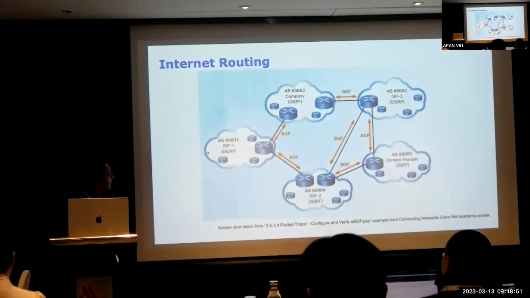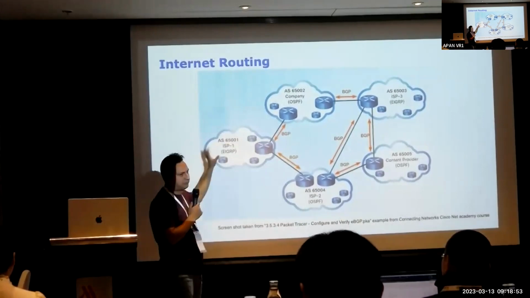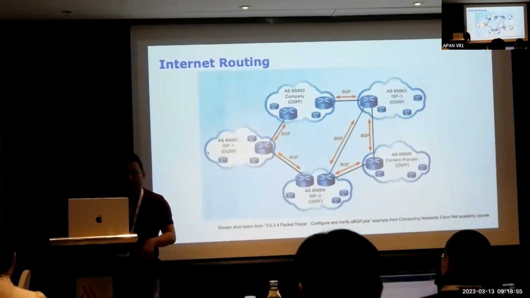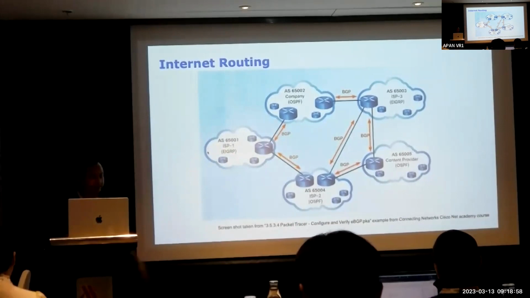So we are basically using IGP, interior gateway protocols, within the same autonomous system to route the packets or traffic. And we use BGP as the gateway protocol to route packets outside of our network, which allows this.